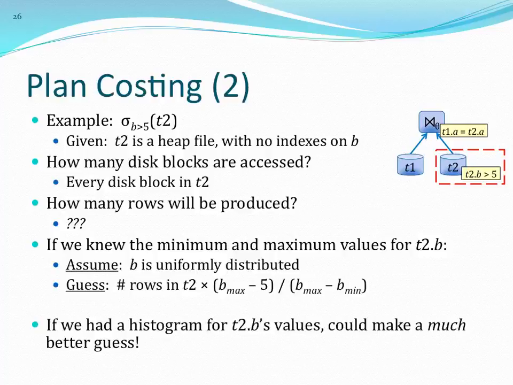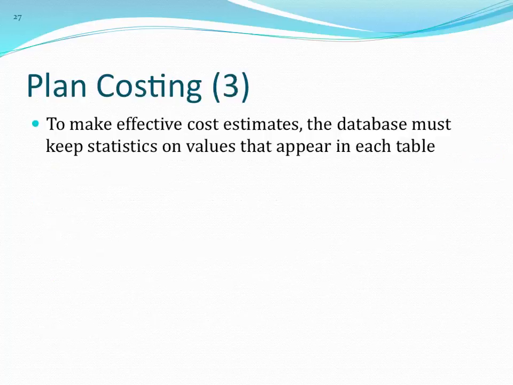Now, if we had a histogram, it's like maybe 1 through 4 is all of the values in T2.B, and then there's like 6 things that have B greater than 5. And if we had a histogram, then we could make a much better estimate of how many rows we might produce. So you can see that we need statistics.